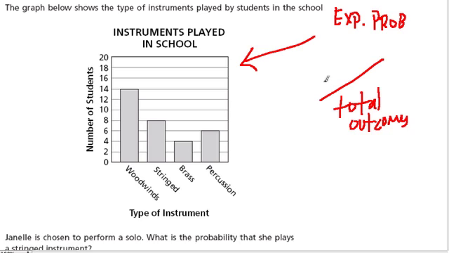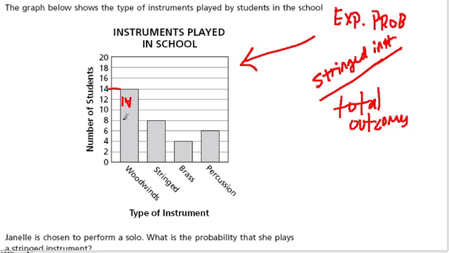And then what we're looking for in this case, it says what is the probability that they play a stringed instrument. So it would be the number of stringed instruments. Right, that's what we're looking for over the total outcomes. So how do we figure this out? Well, there are how many woodwinds? We read up this bar graph, there are 14.